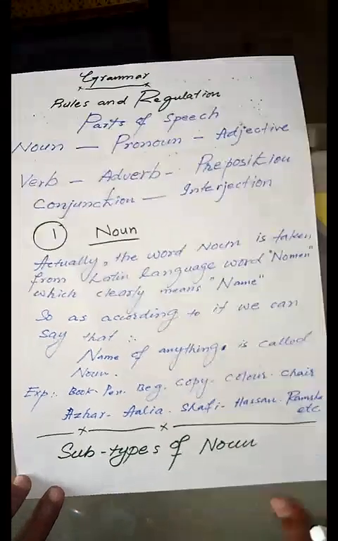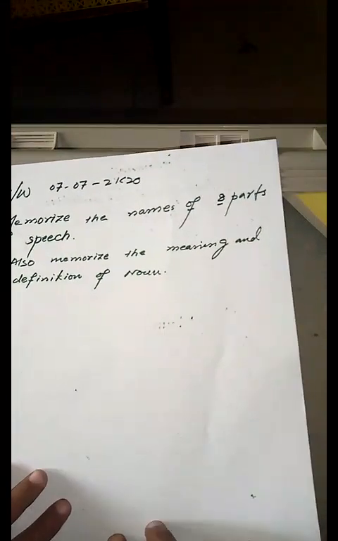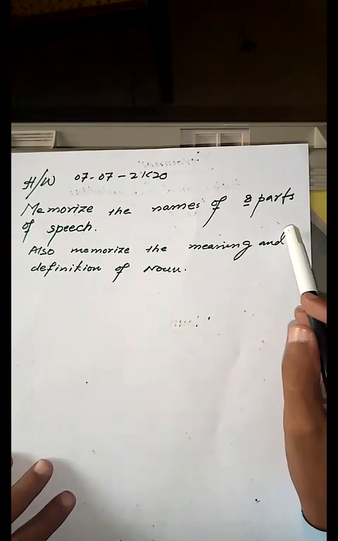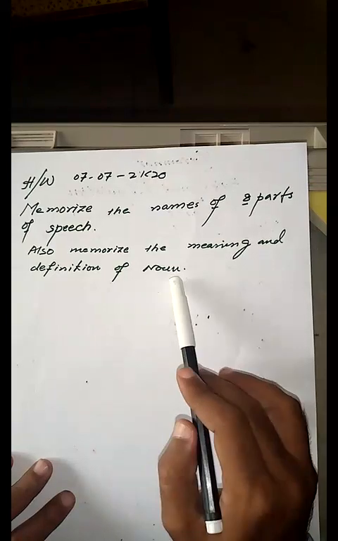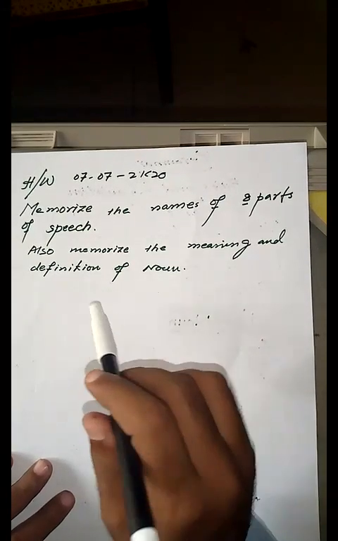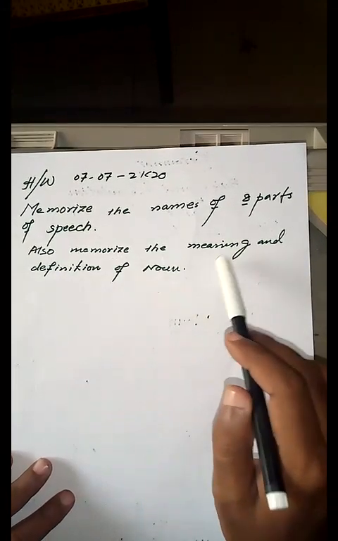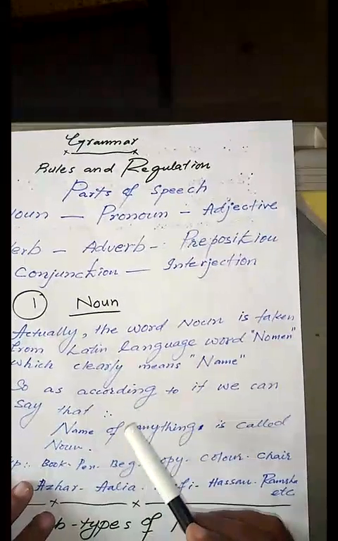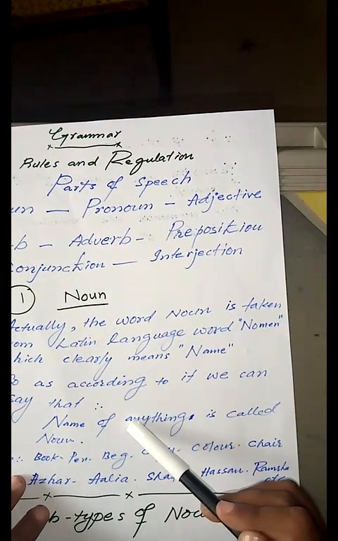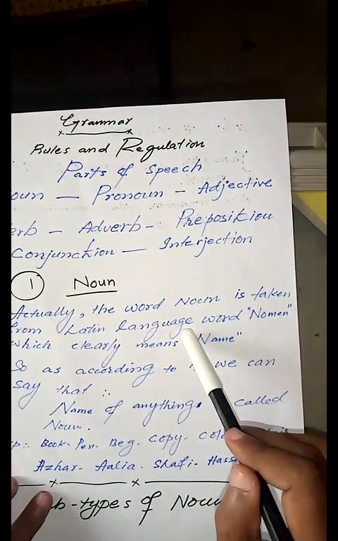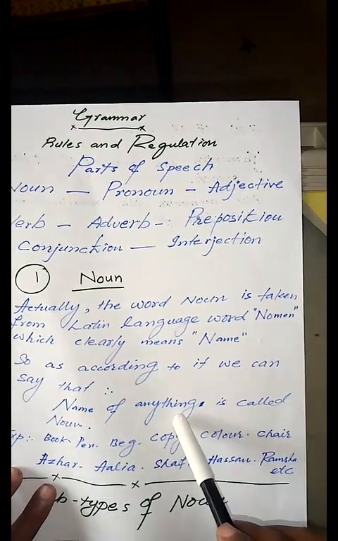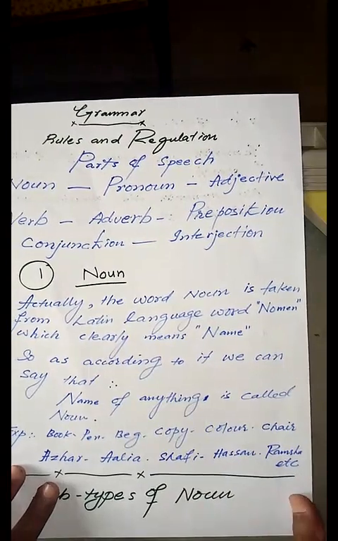Okay students, we will discuss subtypes of noun in our next lecture. For now, the homework is that you have to memorize the names of parts of speech. Also, memorize the meaning and definition of noun. Why have I written here memorize the meaning and definition of noun? Because one is the definition and the second one is the meaning of noun, which you have to memorize properly.